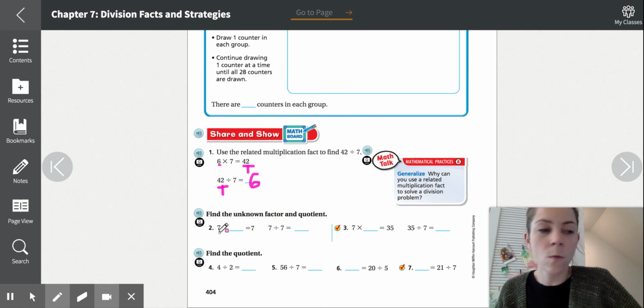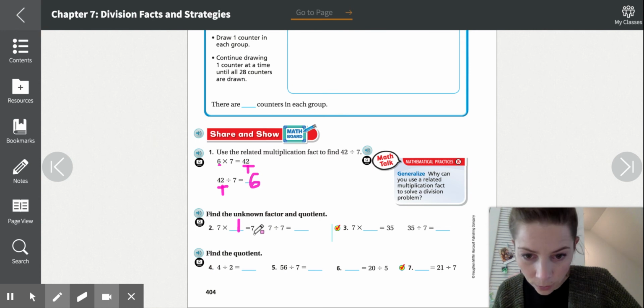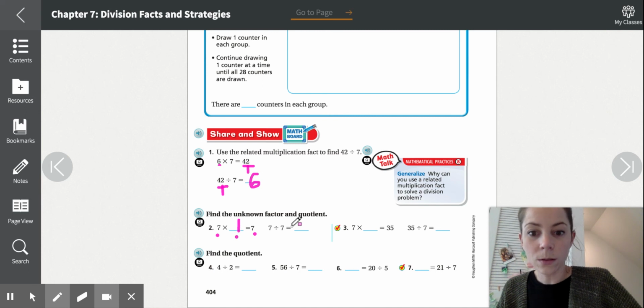Okay. Next one, find the unknown factor. All right, well, what do you multiply by 7 that gives you 7? 7 times 1 is 7. So if we flip that around and go backwards and do division, and you start at the end, 7 divided by 7 equals 1.